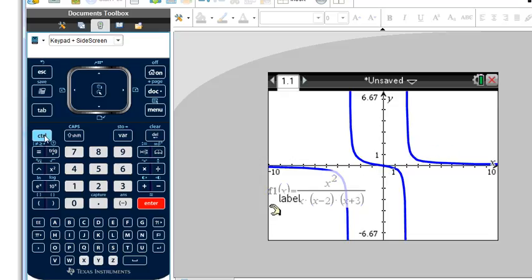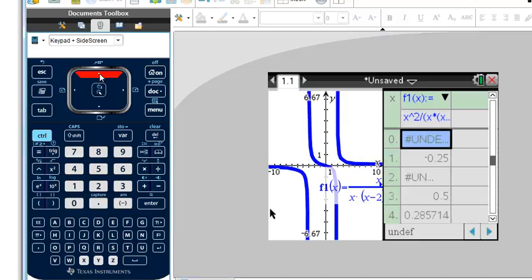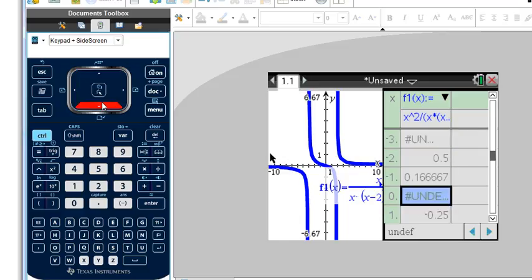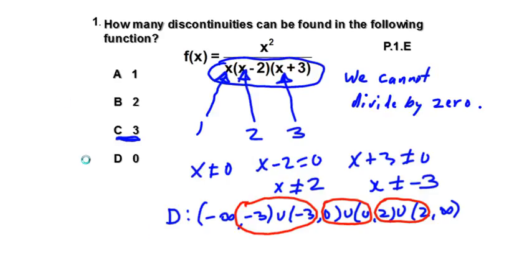But if we go to table view, Control T, we look and we see, at -3, UN, undefined. At 0, UNDE, undefined. And finally, at x equals 2, undefined. Should have been an easy problem. All right. So we go ahead and get our original confirmation. Yes, C is our correct answer.